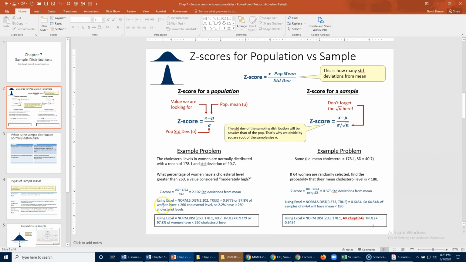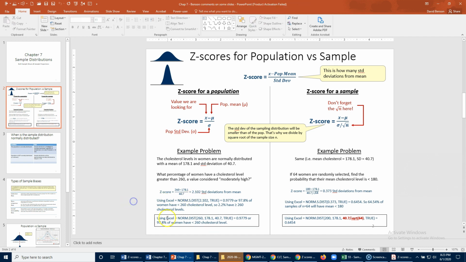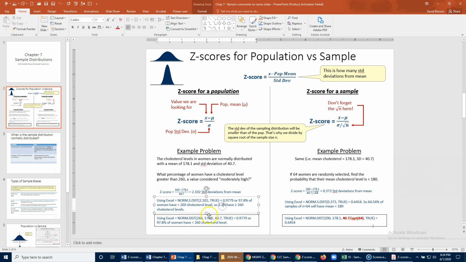And then if you wanted to do it in Excel, there is an Excel spreadsheet that allows you to calculate that. But if you wanted to do it straight in Excel and not even calculate that this is 2.102 standard deviations from the mean, you could just plug in the value I care about, the mean of the population, and the standard deviation of the population. True just means give me the cumulative probability up to that. And so 97.8% of women have cholesterol levels below 260. And so 100% minus 97.8% is how I get 2.1% have cholesterol above 260.